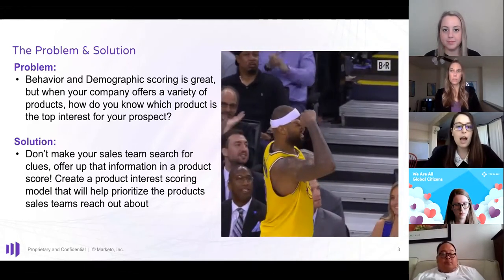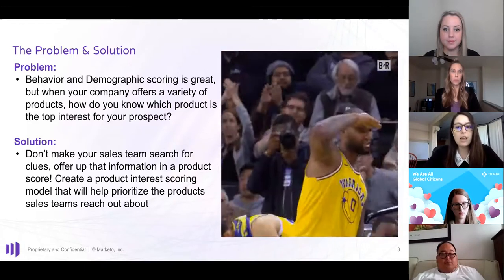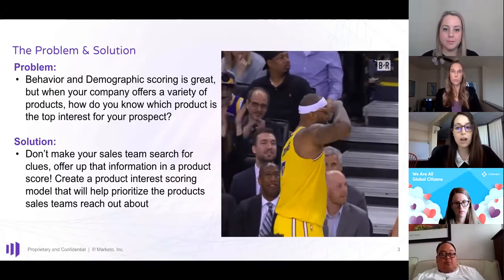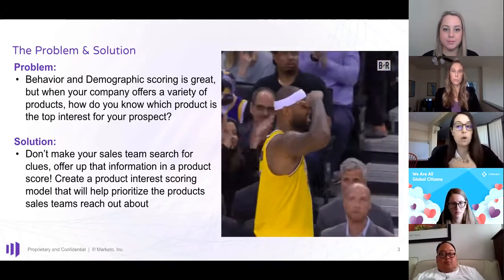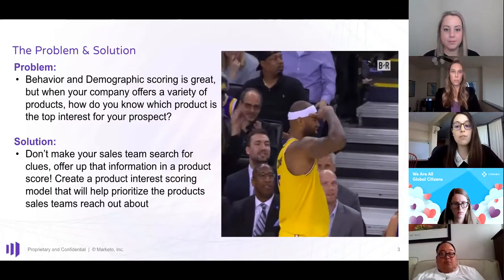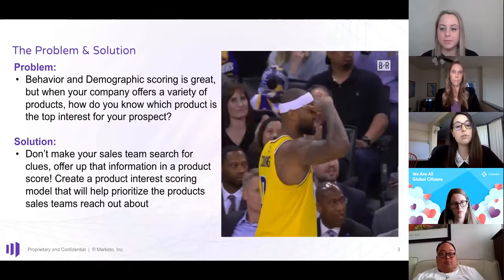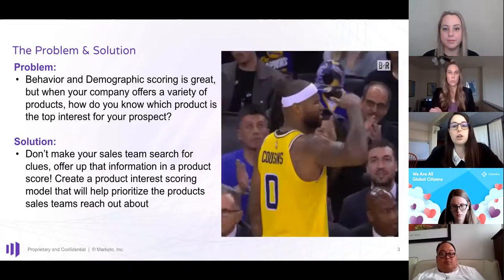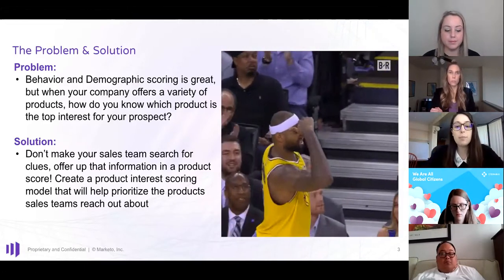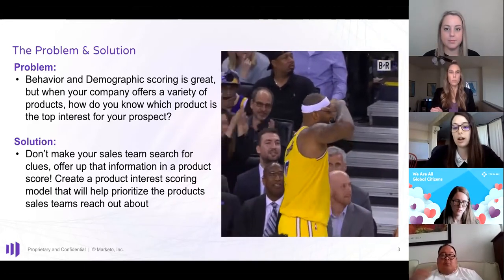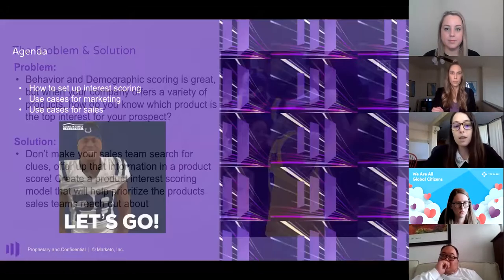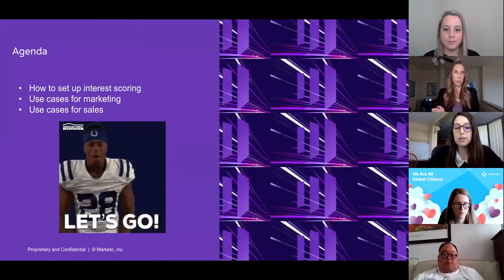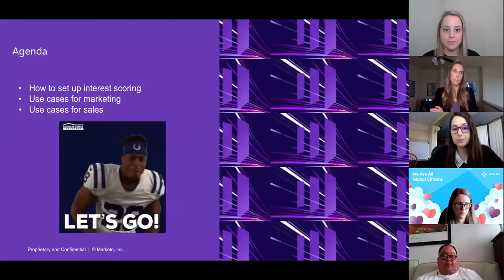I also want to make the point here that if you only have one product line, that's okay. You can use this same format for other things. We have one product line, but we have several distinct use cases that we use this for. So we're going to be talking about product interest scoring just for ease of conversation today, but you can definitely think about it in other contexts as well. So today we're going to be talking about how to set it up and then a couple of different use cases for both marketing and sales.